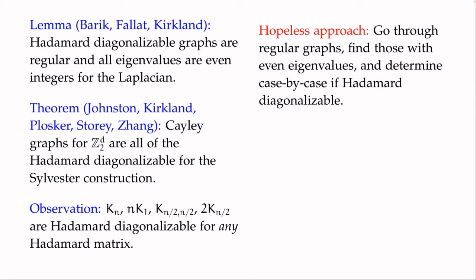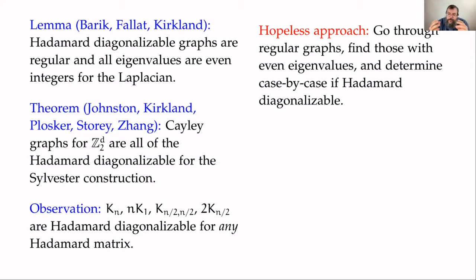Because there's many Hadamard matrices, and for order 16, the Sylvester construction is just one. Maybe there's other Hadamard matrices that give you other graphs. And so we want to say, okay, what can we do? So there's some approaches. So the first approach I call the hopeless approach, which says, okay, go through all the graphs. All right, there's a lot of those.